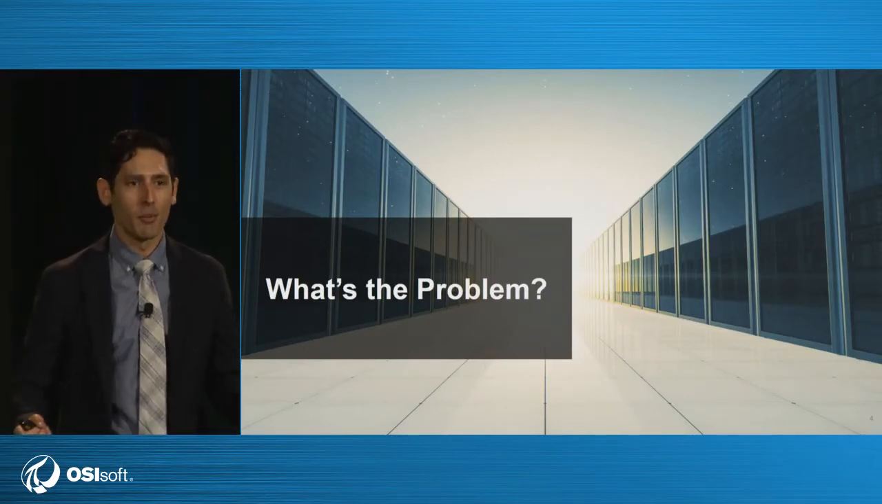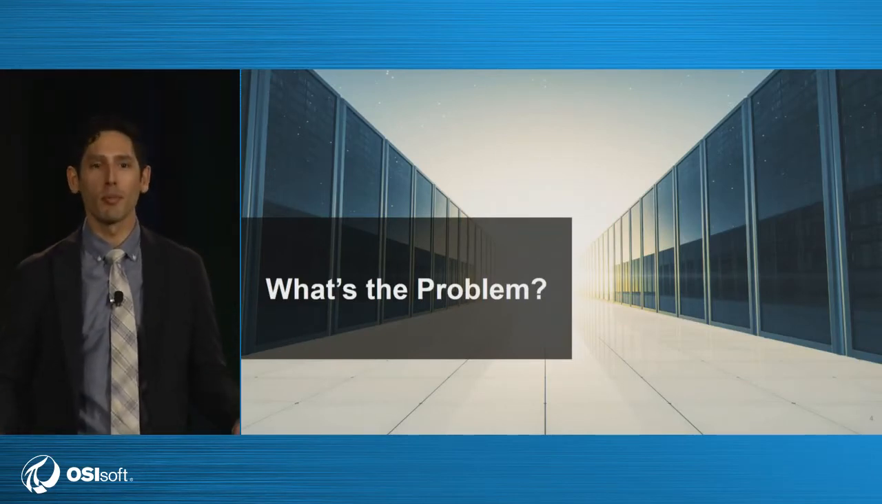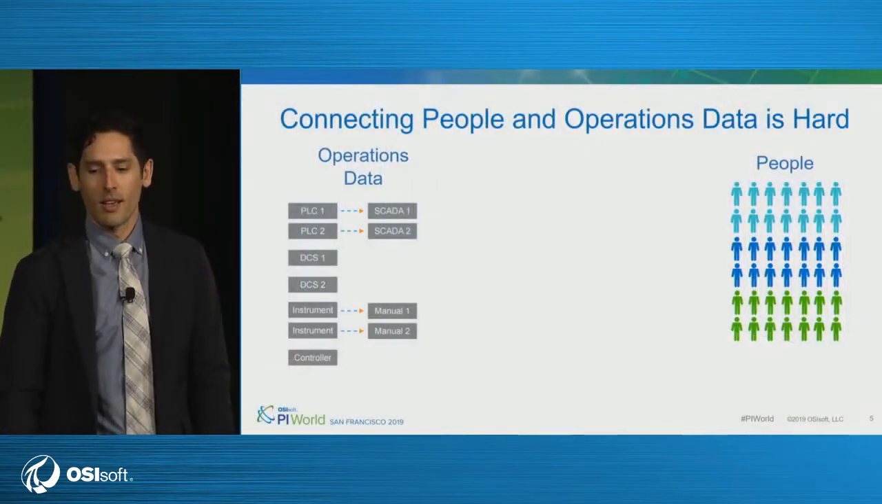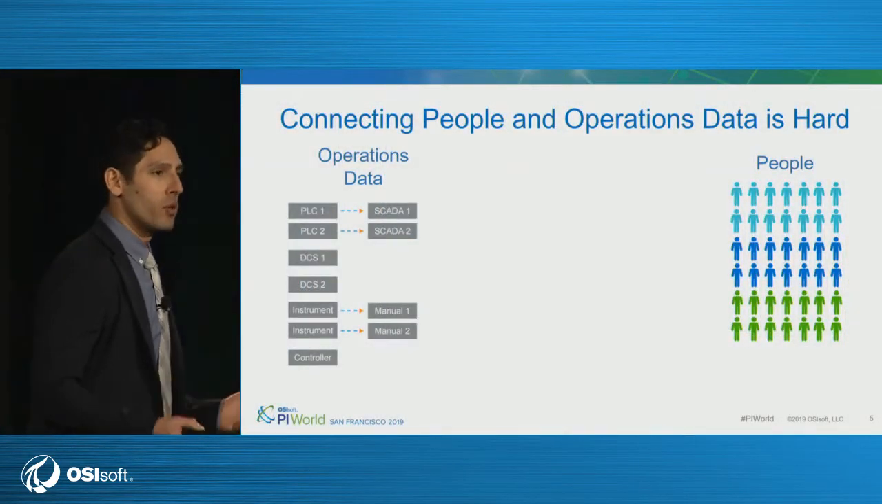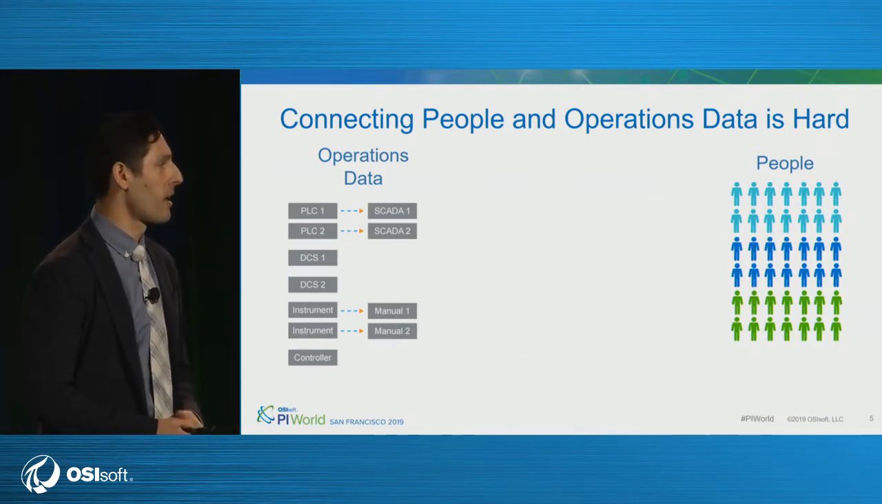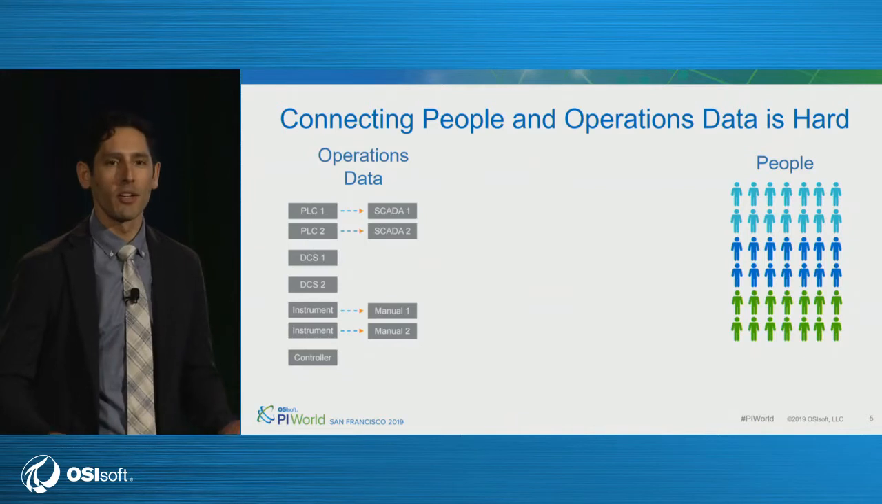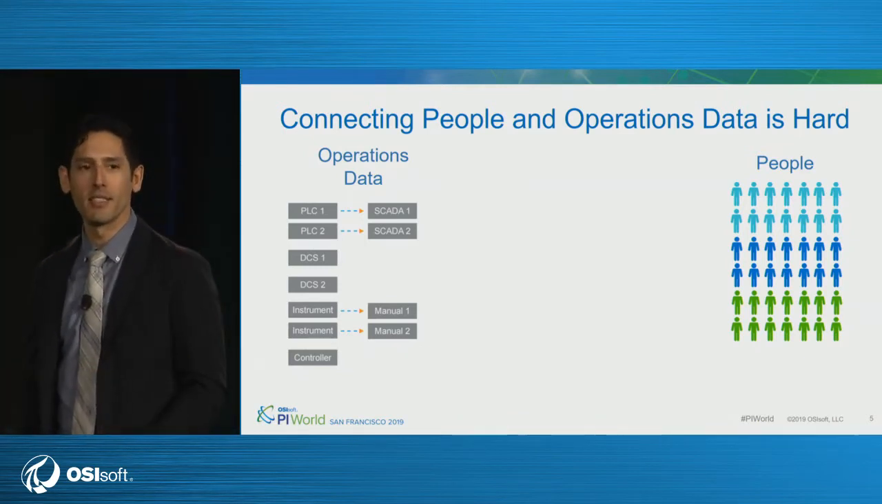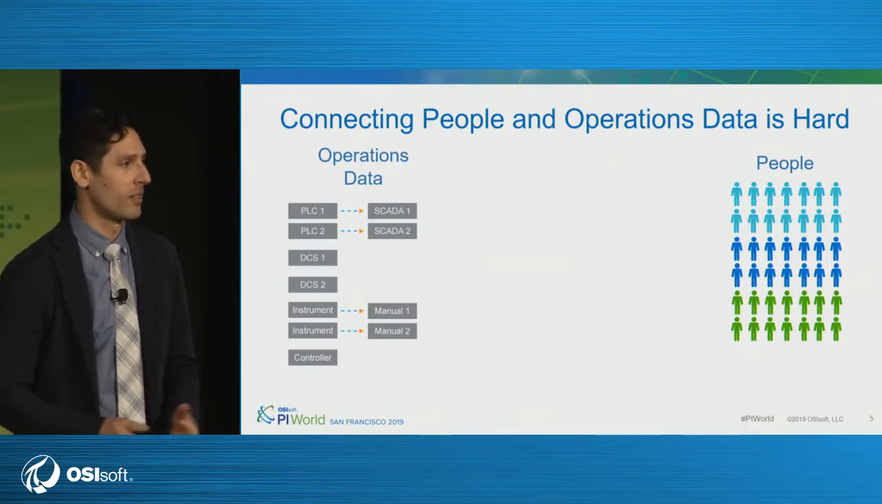All right, so let's just jump into it. What is the problem? What's the problem the PI System is trying to help solve? Now, what it comes down to is connecting people with operations data, so data from operational data sources. And anyone who's worked for an enterprise or worked in manufacturing knows that there's a lot of different tools and software and databases that go into helping us do our jobs.